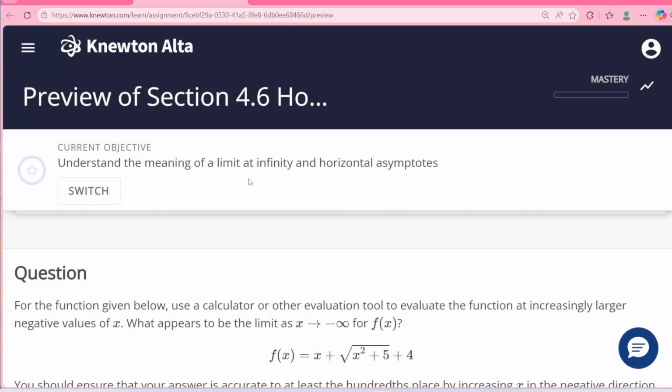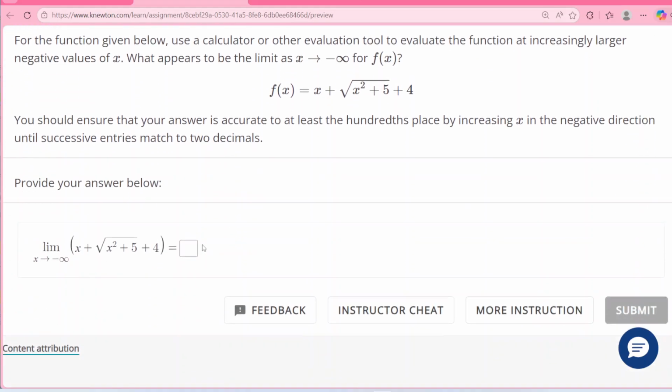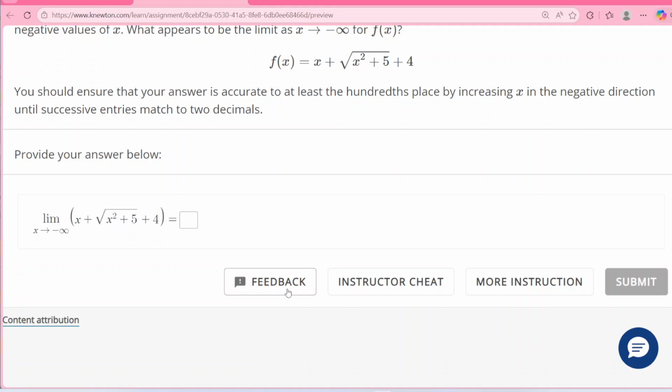Back on your main screen, you have a current objective stated, then beneath that, a question related to that objective. At the bottom of every question, you should be able to find a feedback option. If you see any errors in the question, or in the answer explanations after a question, you can send feedback directly to Knewton support, and hopefully someone will get back to you relatively quickly with ways to fix your issues.